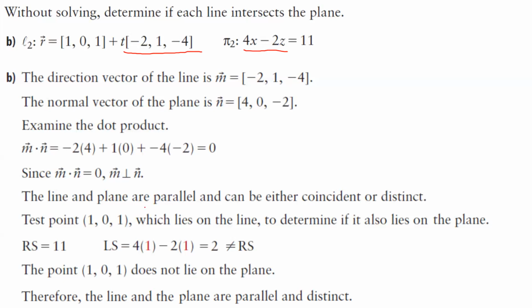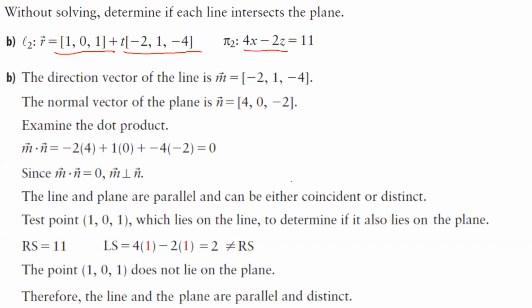Then let's test a point on the line, which is 1, 0, 1, to see if it's also on the plane. So substitute these coordinates into the scalar equation of that plane. Apparently the right side is 11, and the left side equals 1 times 4 times 1 minus 2 times 1, which equals 2, which is not equal to the right side. Therefore, the point 1, 0, 1 does not lie on the plane.